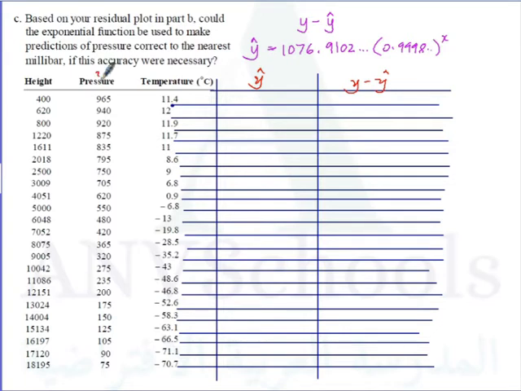And this is our y. Okay, so what is our y hat? First, we determine our y hat. Y hat is 1076.9102 times 0.9998 raised to x, and these are our x's. So if our x is 400, first let us define our function.